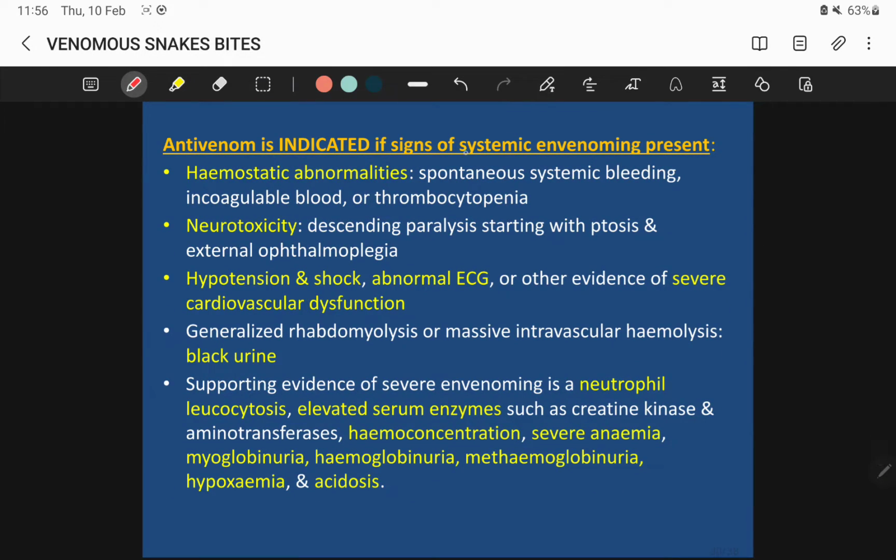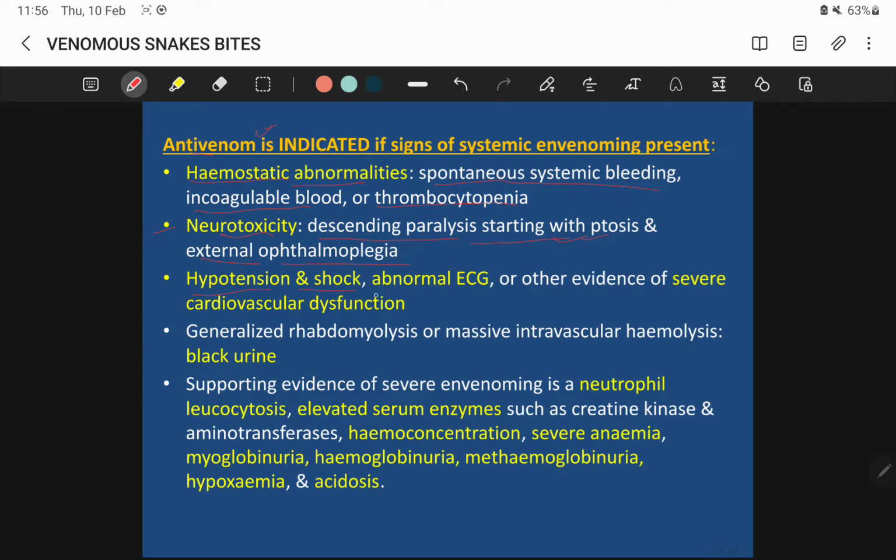Anti-venom is indicated if signs of systemic envenoming are present. We have already discussed it, but let's discuss it again. Hemostatic abnormalities, spontaneous systemic bleeding, incoagulable blood or thrombocytopenia: if these are present, then we should give anti-snake venom. Neurotoxicity: if there is descending paralysis, starting with ptosis and then external ophthalmoplegia, we should start the anti-venom.